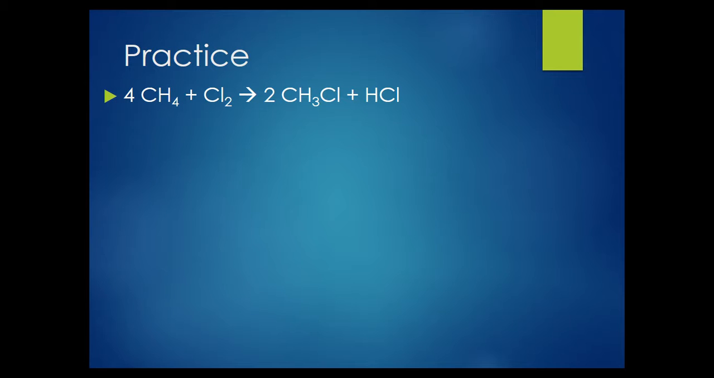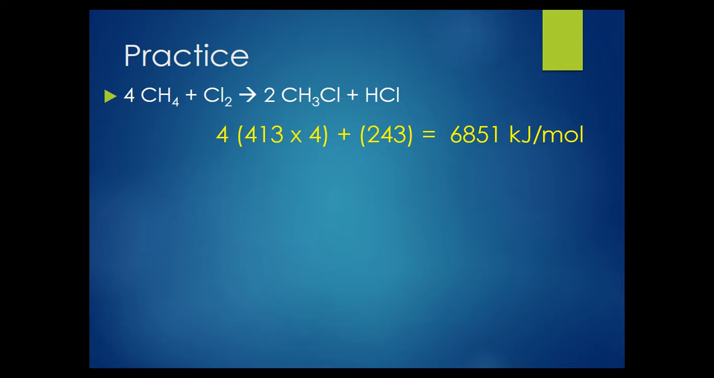So I've got 4 CH4s and 1 of the Cl2s, and I know there's 1 because there's no coefficient in front. I have 2 of this entire molecule and 1 of this molecule, okay? So what I'm going to do is get the total of this molecule and all the bonds and add them up and then multiply it by 4. For this one, I'm going to get the total of all these bonds together and multiply it by 2, okay? And then add in this guy. So that's what that looks like, okay?